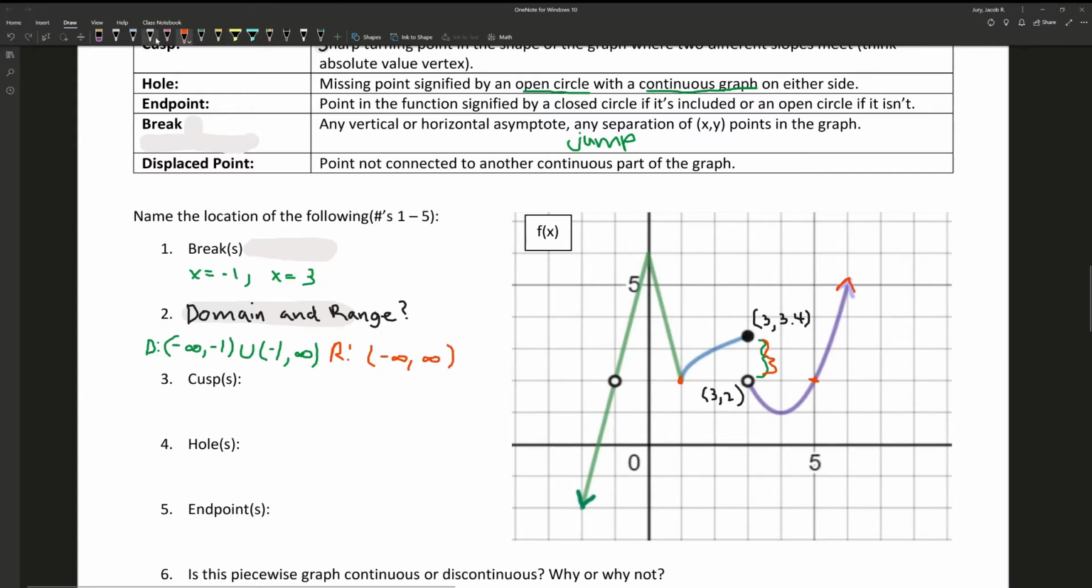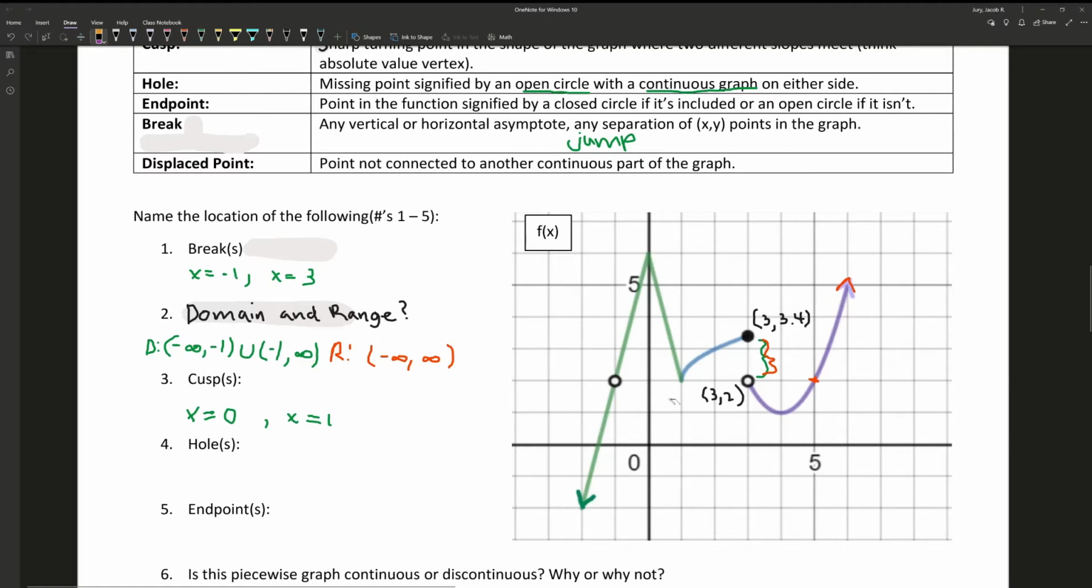The cusps that we can see on this graph are at x equals 0 and x equals 1. We can point out their xy locations. This is 0, 6, and 1, 2. But you can tell that there is a distinct point to the graph at these spots, and that's because there's a sharp change in slope.